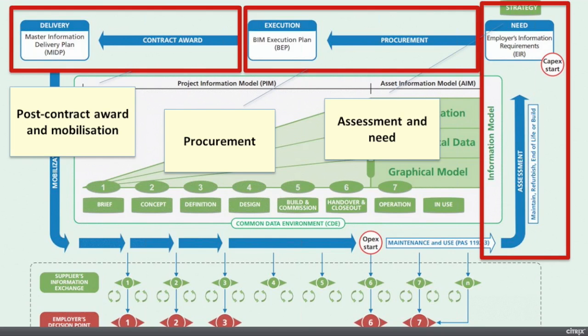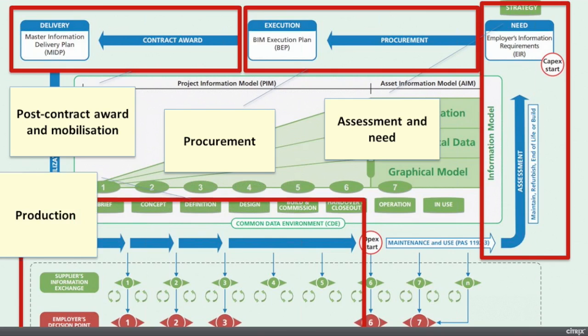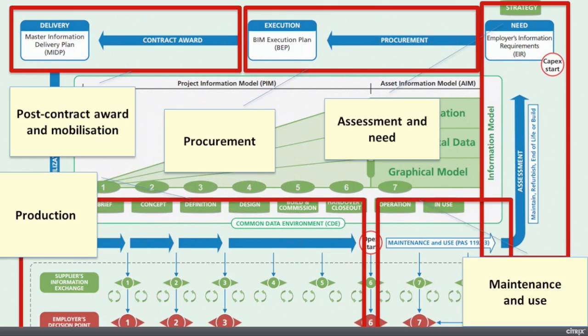The contractor is appointed. And then they move into a production phase, which is not just production of information, but the actual assembly and construction of the building. And then finally, there's the maintenance and use phase. So if there's nothing else about this diagram that you understand, you do understand, I would imagine, the general workflow of the construction sector, and that's summarised in those red rectangles.